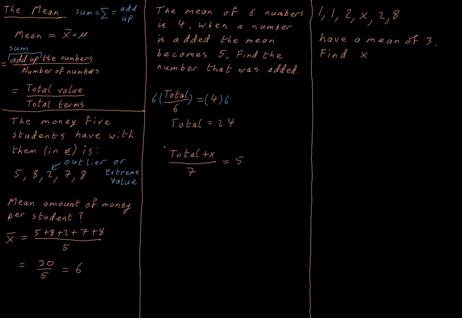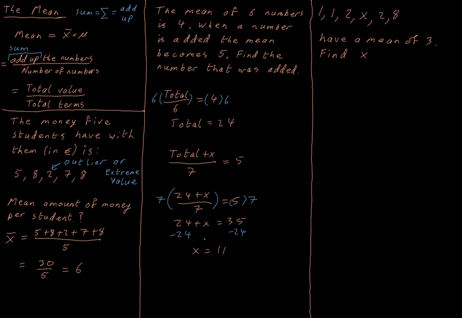So by thinking in terms of totals, we're able to work out what we're talking about. And now we have another equation that we can solve. We know that original total was 24 plus x all over 7 is equal to 5. Rearrange to find x, our number that was added on to our original total to make our new mean of 5. So 7 divided by 7 is 1. We're left with 24 plus x is equal to 35. Subtract 24 from both sides. We get x is equal to 11. So that was the number that was added on.